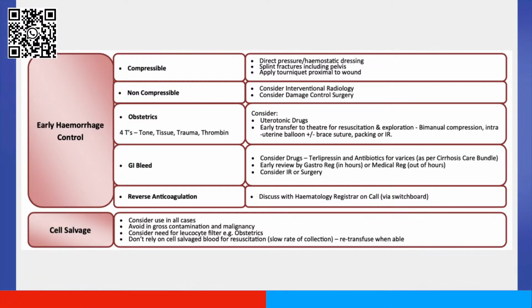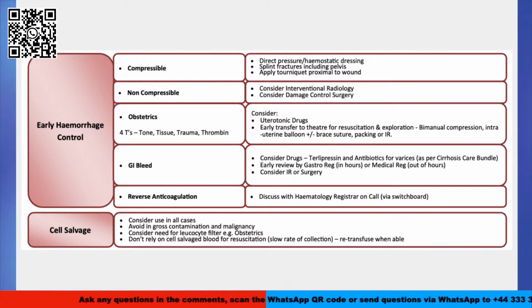If you have access to it, cell salvage can be very useful and can reduce the amount of donated blood products that you need to use. However, it cannot solely be used for resuscitating the patient. It's slow to collect, but it can be used to top up what else you're giving the patients.